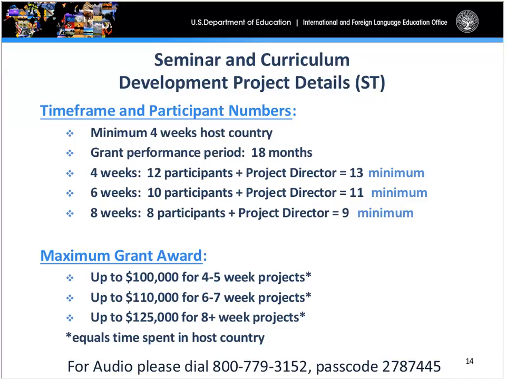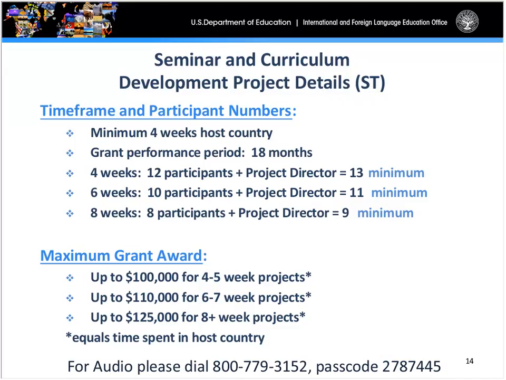If you are there 4 weeks, you're allowed 12 participants plus 1 project director, for a minimum of 13 people, and so on. There's a differing number for 6 weeks. There's a different number for 8 weeks, as you can see on your slide. Again, this is for the short-term seminar and the curriculum development project.